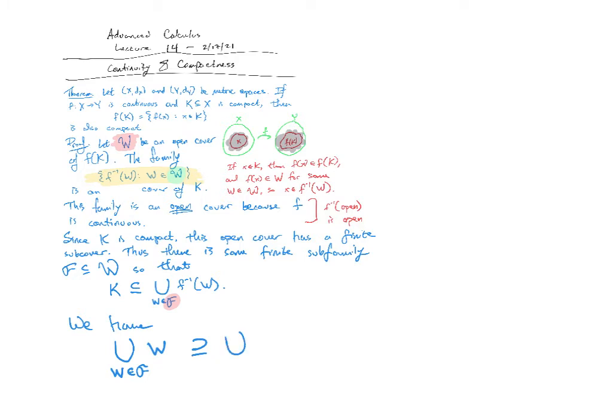If I union up all those W's in F, I contain the union of the images of the pre-images of everything in W. Pick a particular W. W is on the other side.